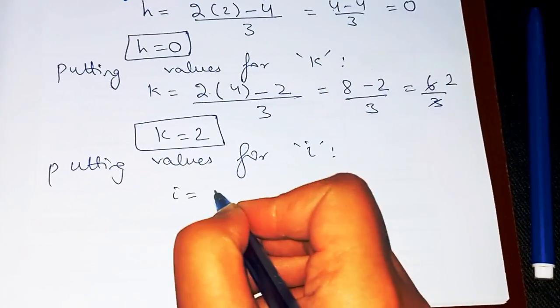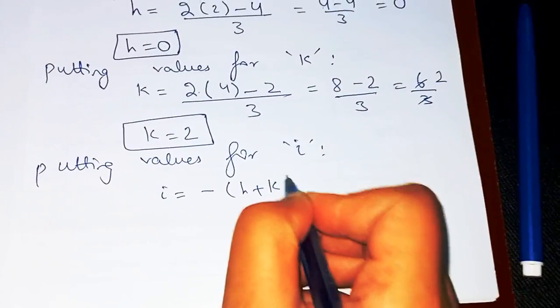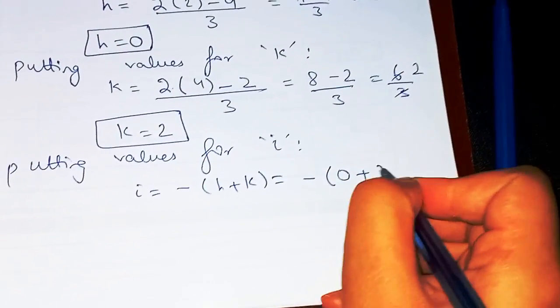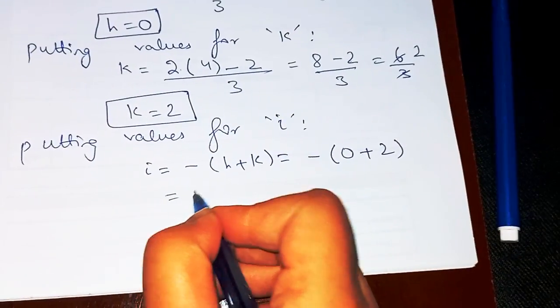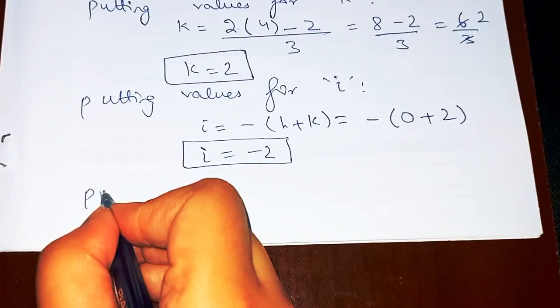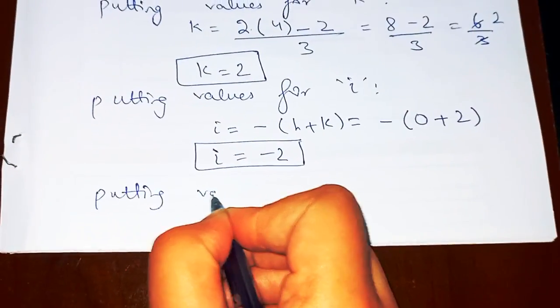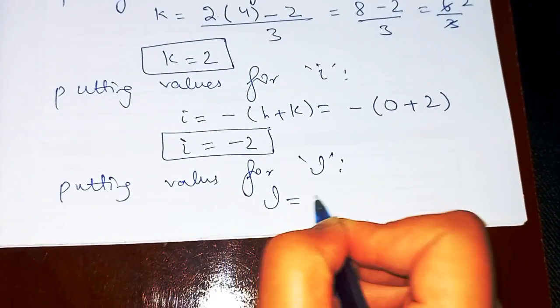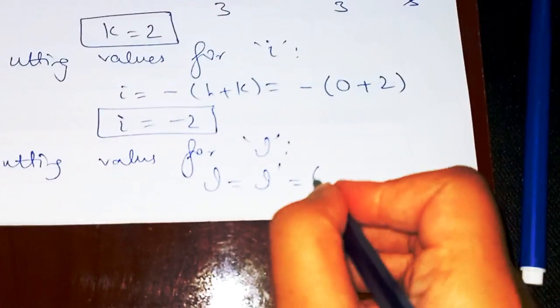Next is i, putting values for i. i equals minus h plus k. And minus h is 0, plus k is 2. So it's minus 2 at the end. And my favorite is putting values for l. l equals l prime, and l prime is 6.